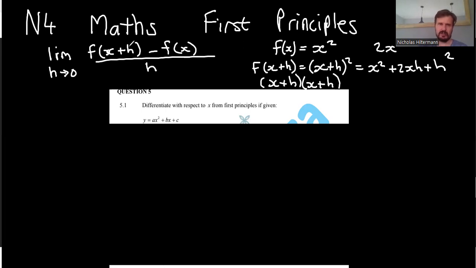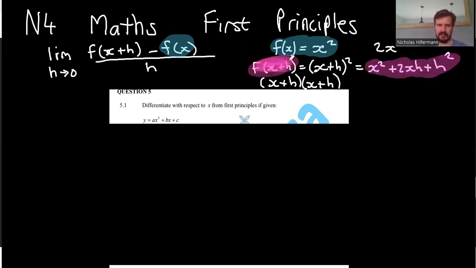And so this f of x plus h, f of x, we're going to get there. Okay, so I'm going to highlight like I do using pink and blue every time. So f of x equals x squared. Okay, so that is this bit here. And the f of x plus h I've worked out already, which is that. So what I'm going to do is put these things in the formula.